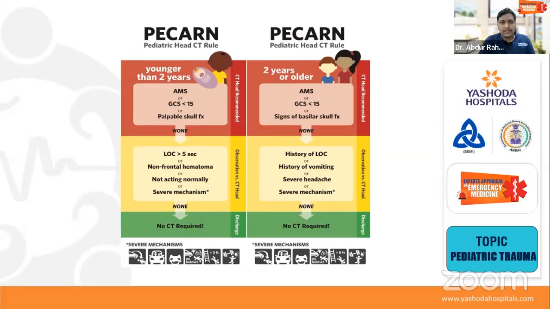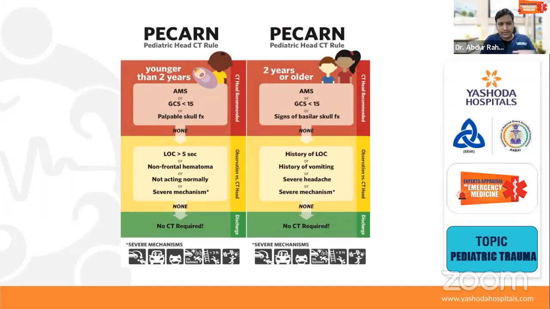So in the pediatric age group less than 2 years of age, if there is altered mental status or GCS less than 15, or any palpable skull fractures, if these are present, then CT head is recommended. If none of these are present, then look for LOC more than 5 seconds and non-frontal hematomas like parietal, occipital, and temporal hematomas, or child is not acting normally, or there is very severe mechanism of injury.